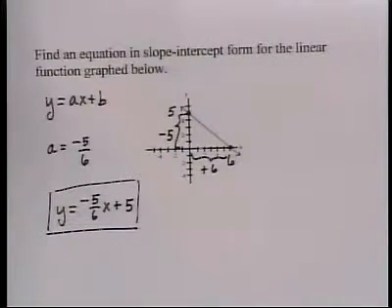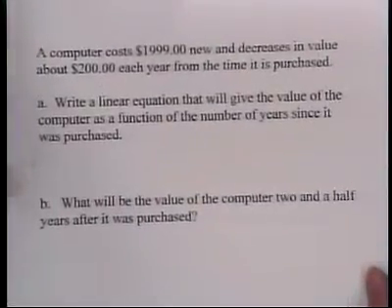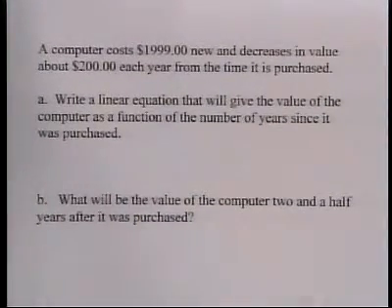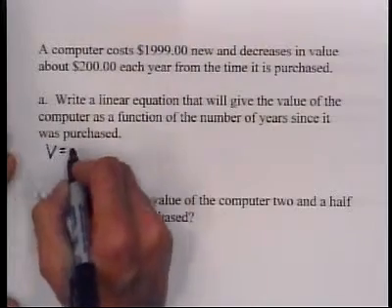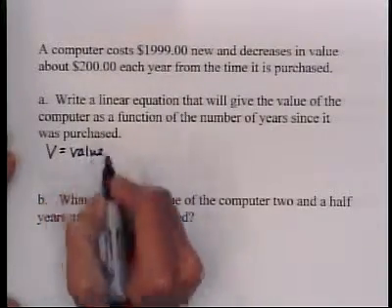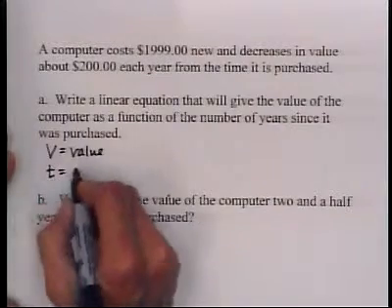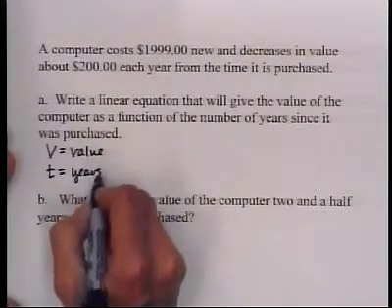Well, let's look at an application of some of this information. Suppose that we know a computer costs $1,999 new and decreases in value about $200 each year from the time it is purchased. The first thing we want to do is write a linear equation that will give the value of the computer as a function of the number of years since it was purchased. Well, let's choose some variables. Let's let v be the value of the computer, and let's let t be time in years since it was purchased.